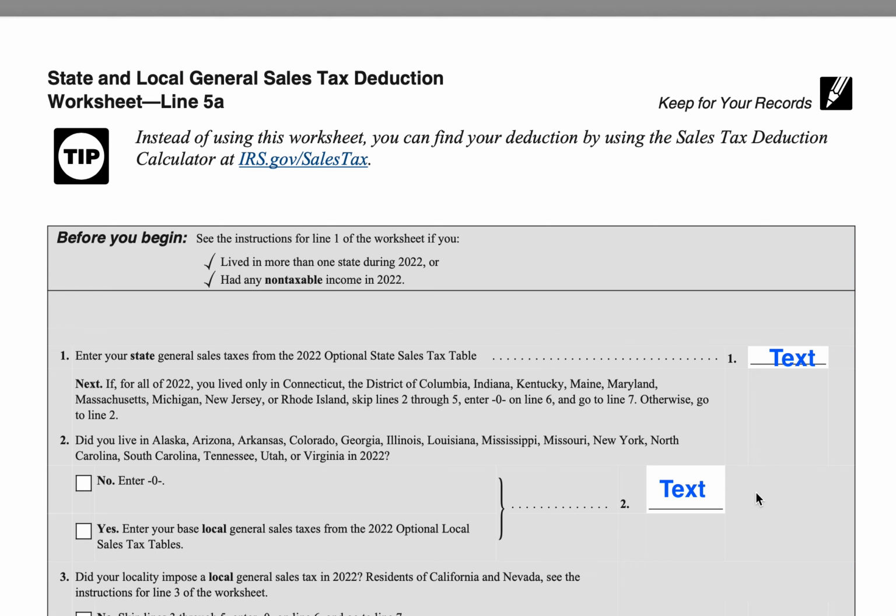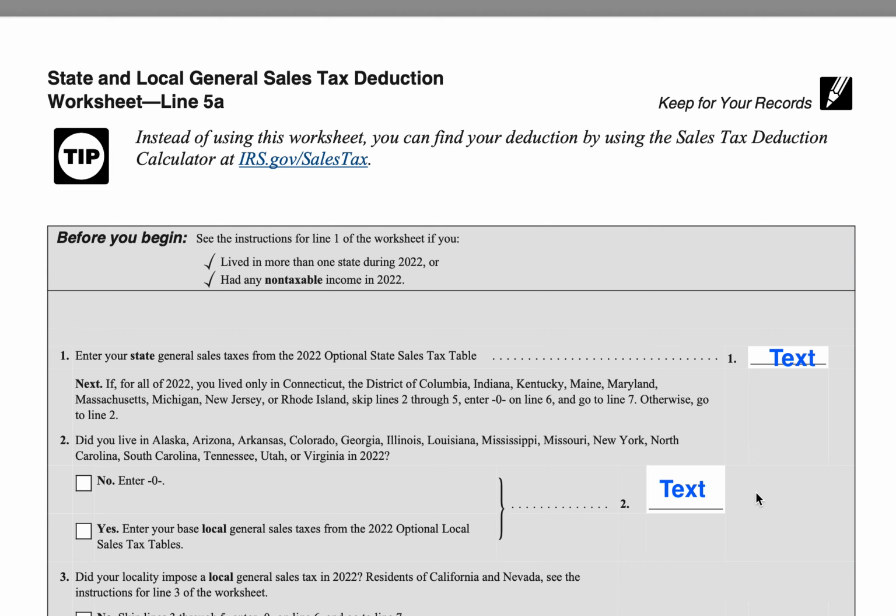You can also use a sales tax deduction calculator that's located on the IRS website. Simply go to irs.gov/salestax and it will walk you through similar calculations to the ones we're about to go through in this tax form. However, you may find that based on your specific situation, you find a way to get a bigger deduction.